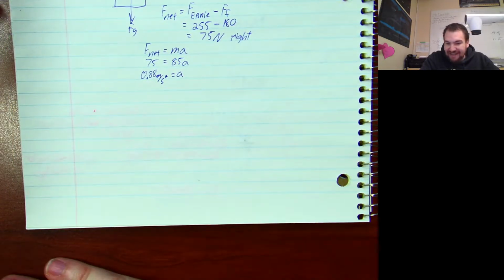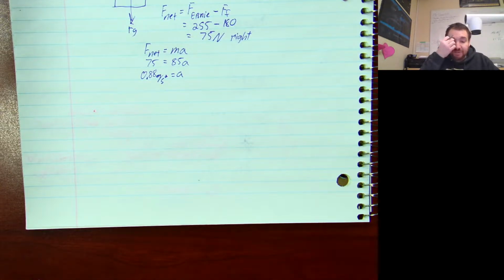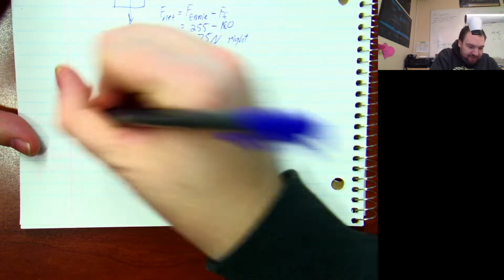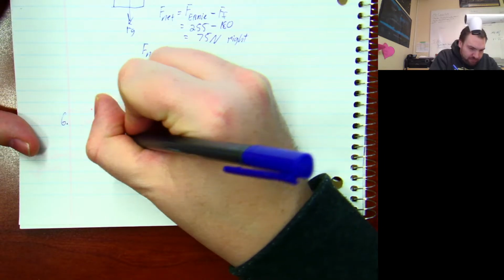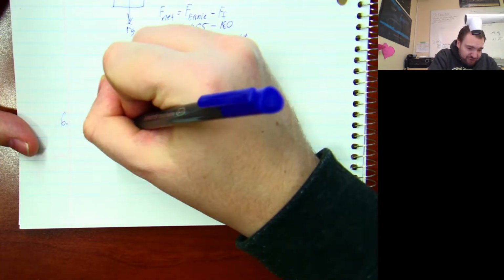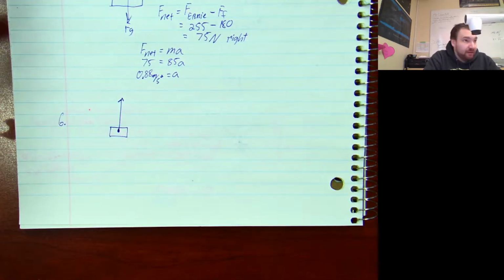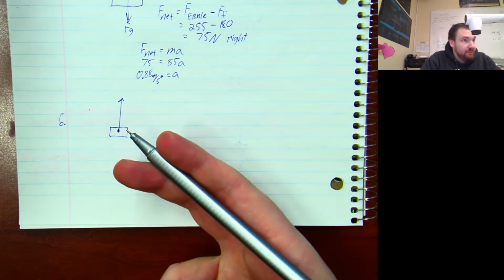A physics teacher attaches a 4 kilogram brick to a light string, pulls straight up. The brick accelerates upwards at 3.2 meters per second squared. How much force did the teacher apply to the brick? Okay, so 6. Let's draw the thing. I have a brick. I have a string attached to the brick. What else is acting on this thing? A string is what kind of force? Tension.